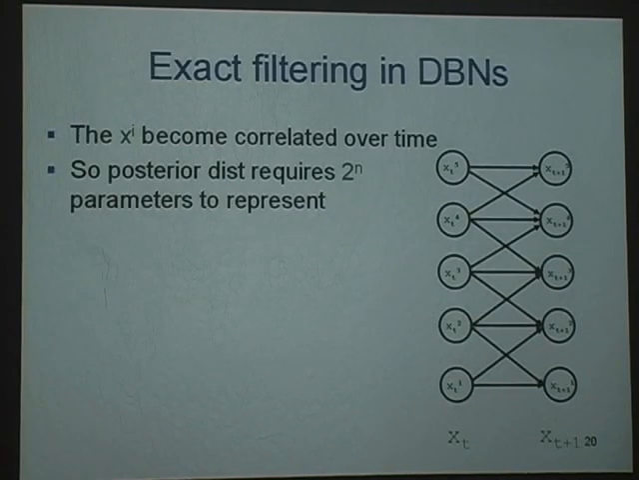Because even though the model can be represented in this compact form, the posterior distribution over time results in all the machines becoming correlated. And so it requires roughly 2 to the n parameters to represent. So even writing it down takes 2 to the n, so the filtering update has to take that long.